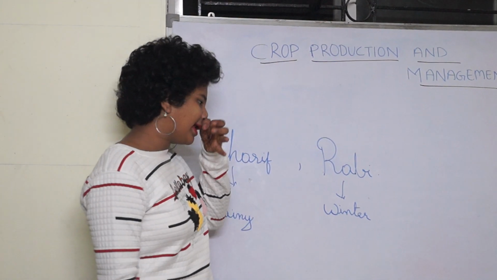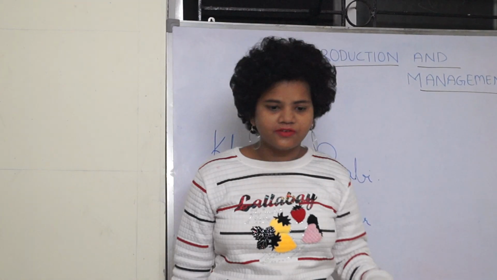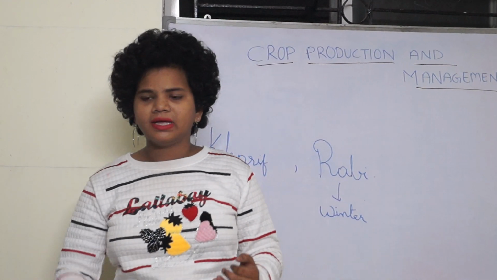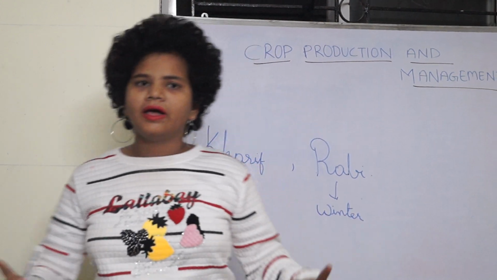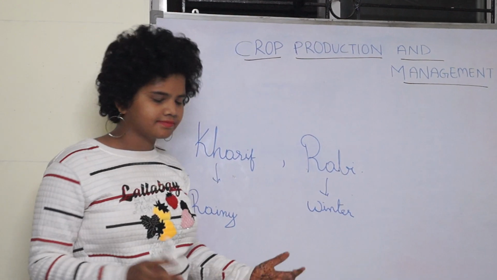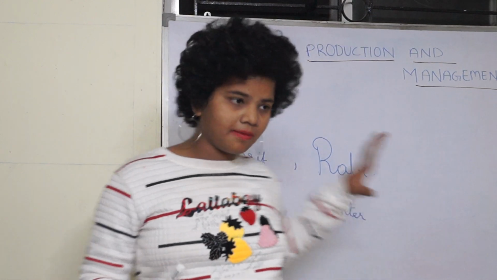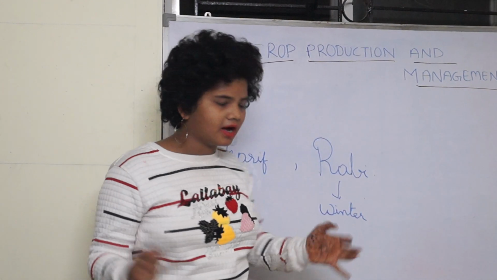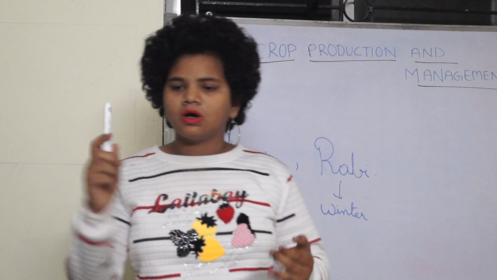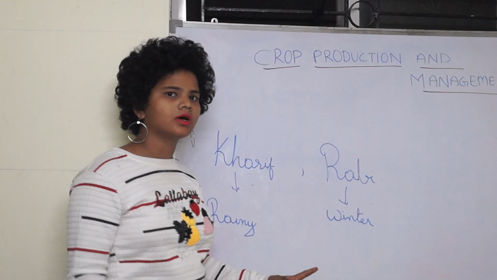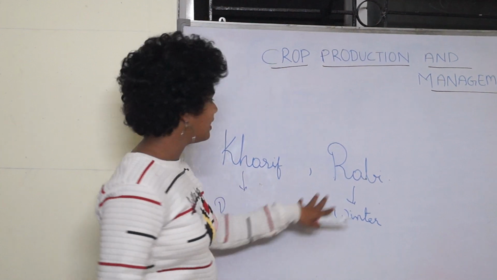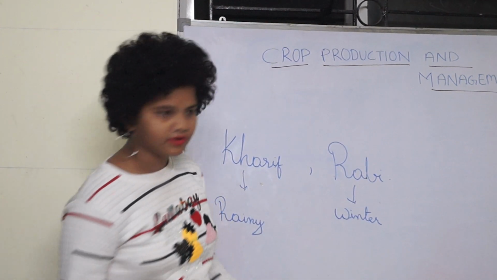Now we come to examples of rabi and kharif. Examples for kharif crops are paddy, soya bean, groundnut, maize, etc. And examples for rabi crops are wheat, gram, pea, mustard, etc. Understood? We completed kharif and rabi crops. Now let's go for the next one.